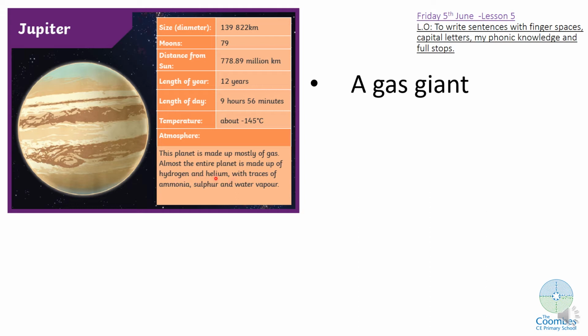And helium is very light. Helium is what we sometimes put in our balloons to make them float. So Jupiter is made up of gas, and it is a gas giant because it is so big. Jupiter has many storms in it. So if you have a look on here, you can see all of the different patterns, and that's normally where storms are appearing on the planet.